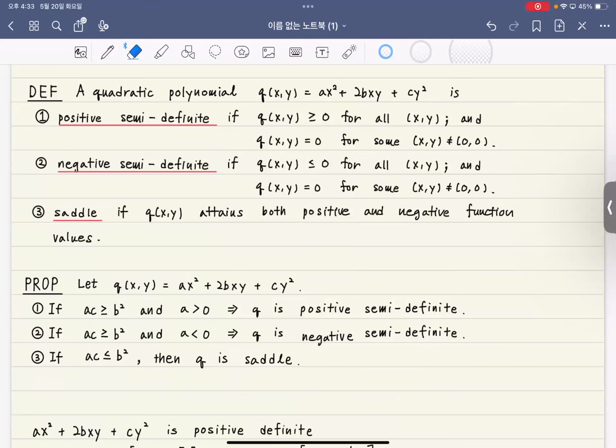Summarizing everything that I have said so far. If the discriminant is less than or equal to 0 and the leading coefficient is positive, then Q is positive semi-definite. And if the discriminant is less than or equal to 0 and the leading coefficient is negative, then Q is negative semi-definite. And if your discriminant is greater than or equal to 0, then Q must be saddle. Okay.